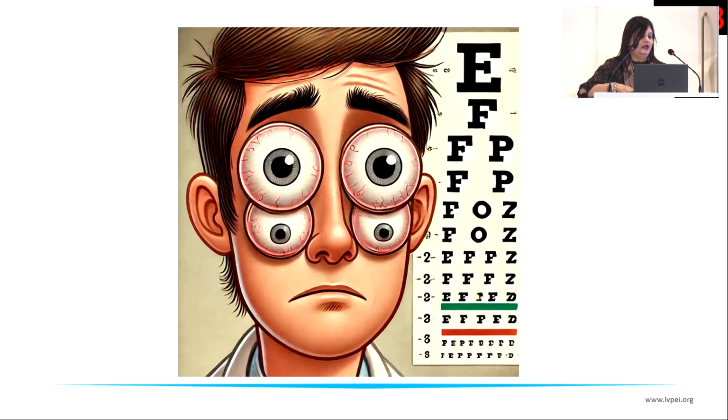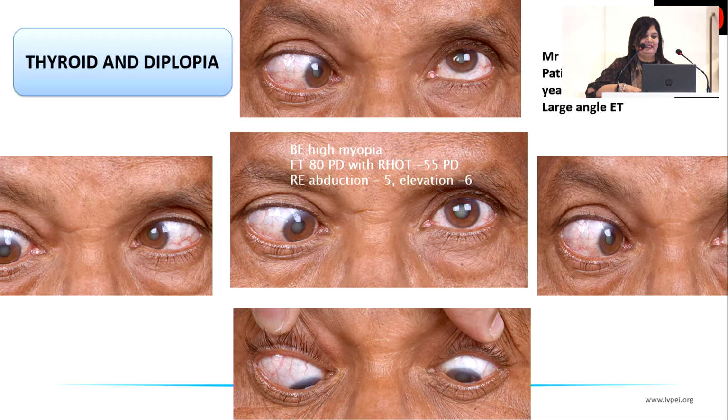As Dr. Clementham said, I asked ChatGPT for a nice cartoon or an image of diplopia, and this is what they gave me. I kept adding more and more words to make it more specific. But anyway, this is diplopia according to ChatGPT. But let's go on to the first case.